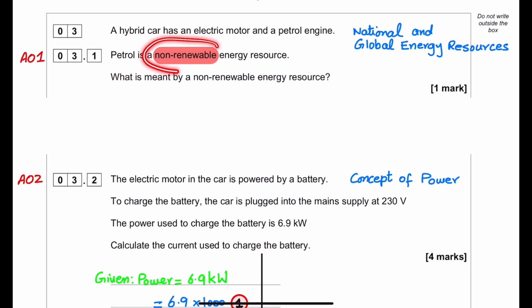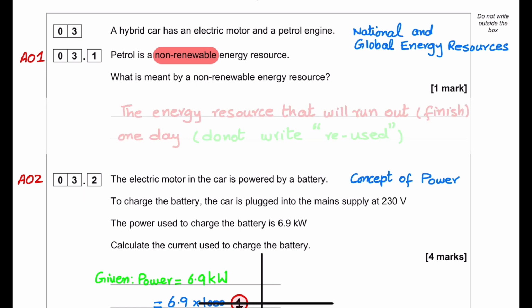The important information is non-renewable. What is meant by non-renewable energy resource? Non-renewable means that we can't get it back after using, or that the resource cannot be replenished again.